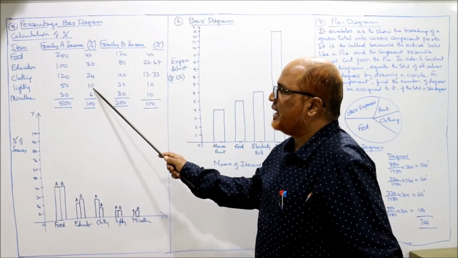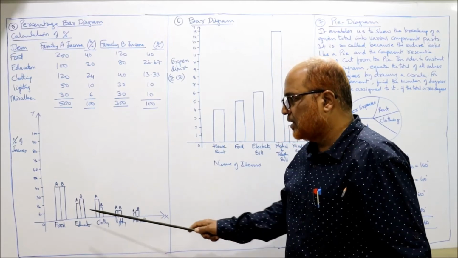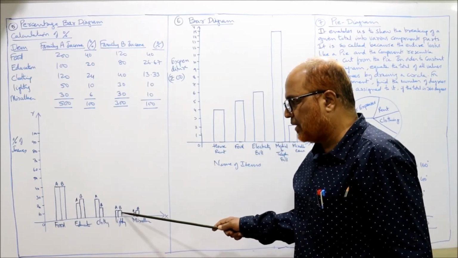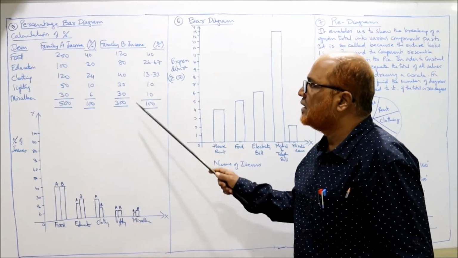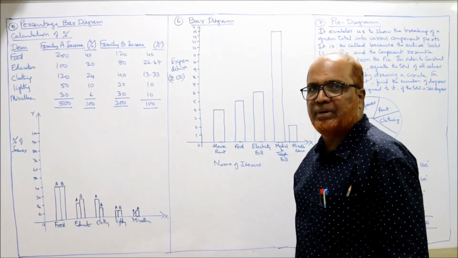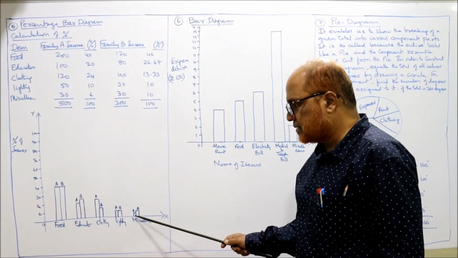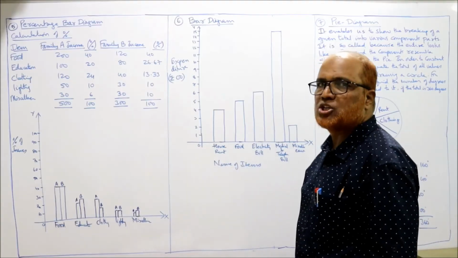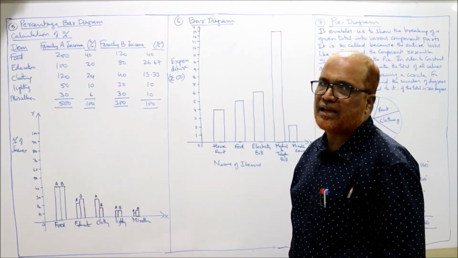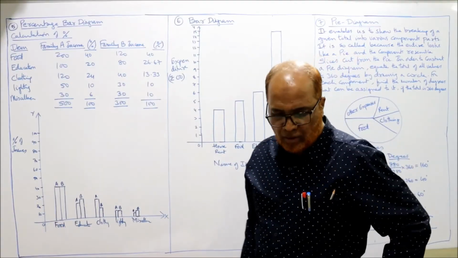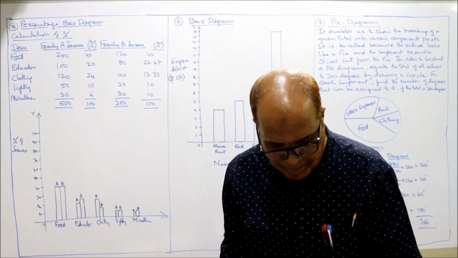Lighting 10% by A family, 10% by B family. So against 10, we have to draw two bars, A family, B family, same 10%. Then miscellaneous 6% by A family, 10% by B family. So 6% by A and 10% by B. This is the presentation of bar diagram for family A, family B. Percentage bar diagram. Now see the sixth problem.